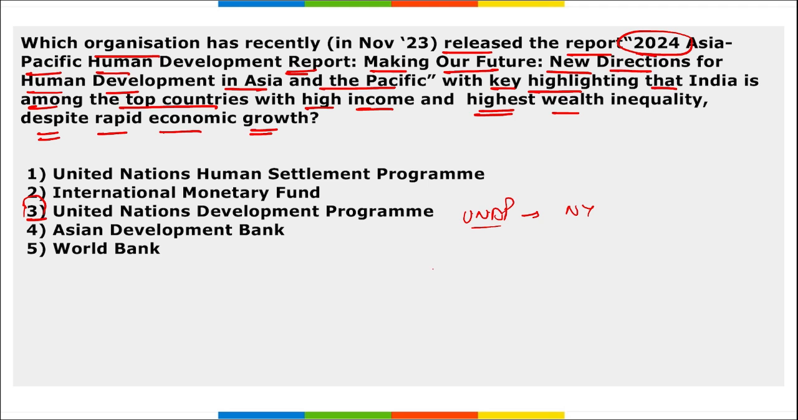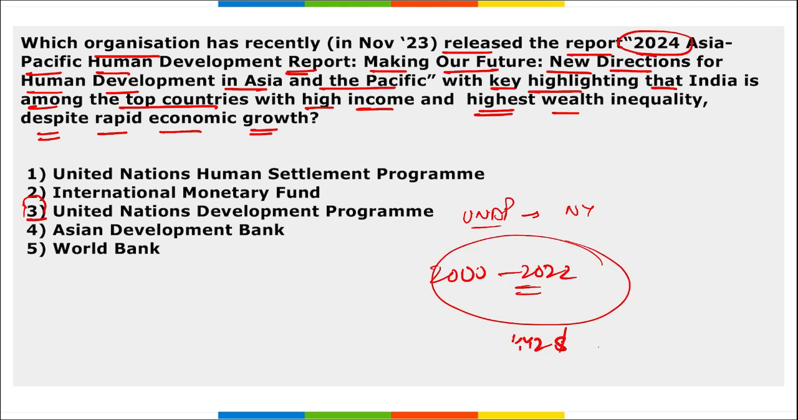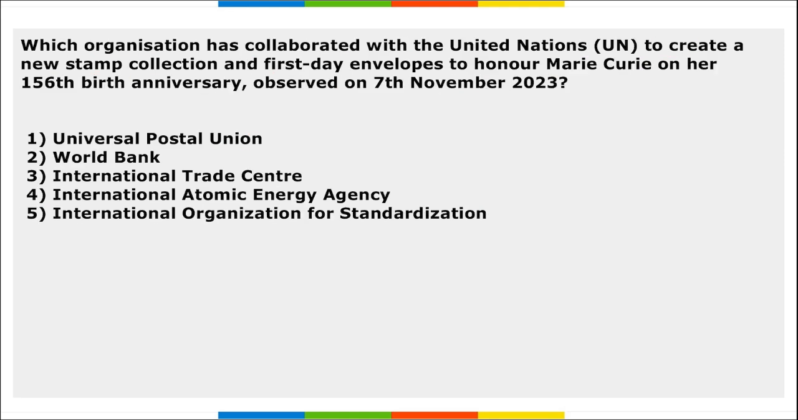Correct? And it stated that between 2000 and 2022, India's per capita income increased from 442 US dollars to 2,389 US dollars. Right? Between this period, the per capita income has increased from $442 to 2,389 US dollars. Also, we saw a reduction in poverty between the period 2004 to 2019 in India. Correct? Mark this.